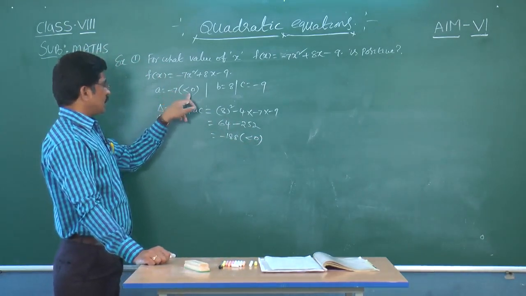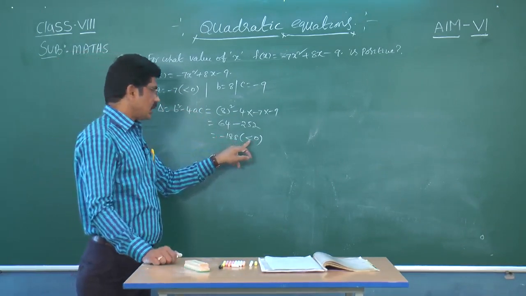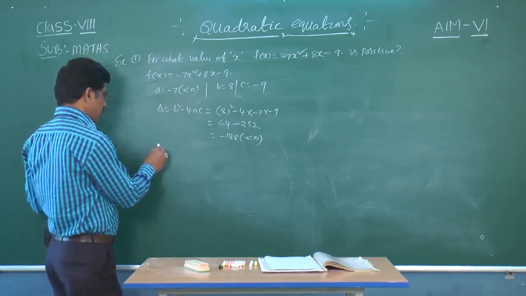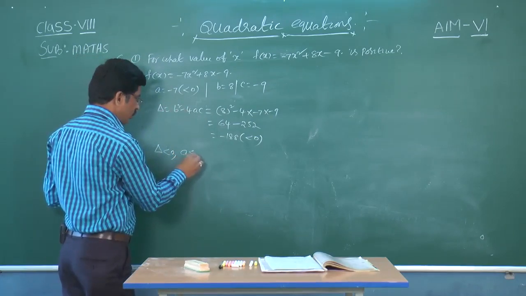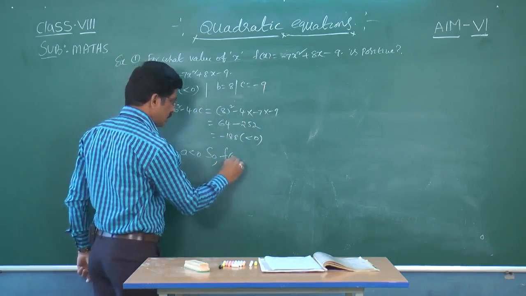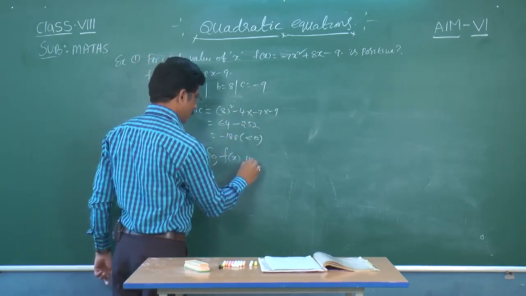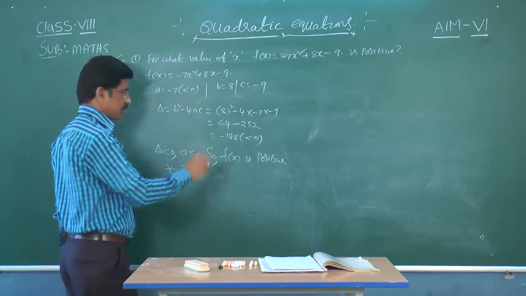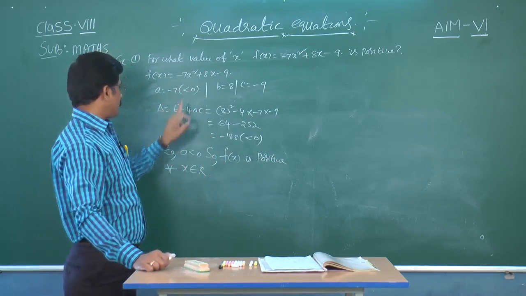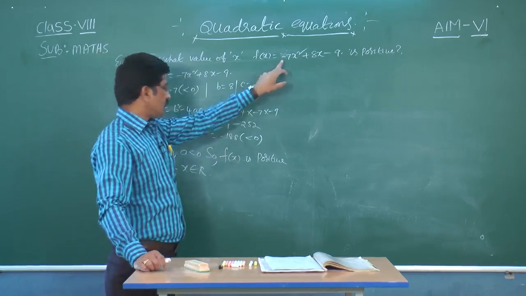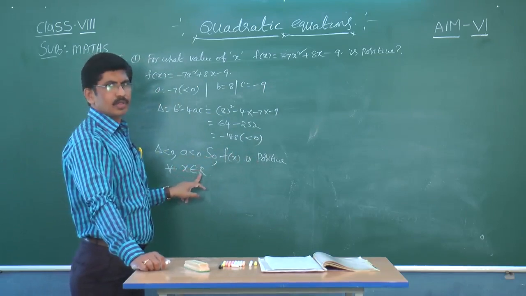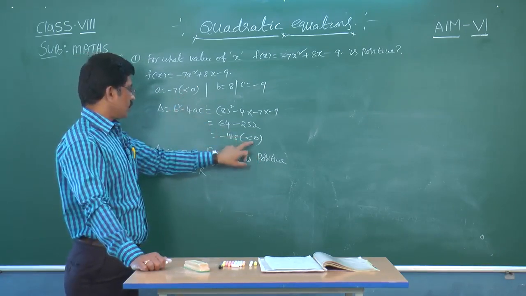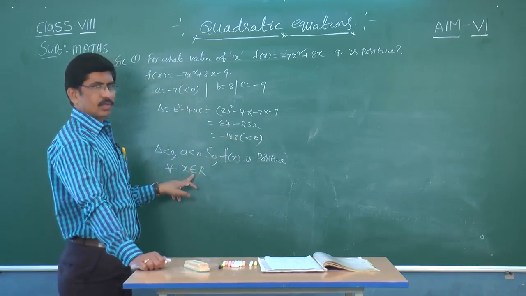See here, a is less than 0 and the discriminant is less than 0. When the discriminant is less than 0, the roots are complex. In that case, delta less than 0 and a less than 0, so this expression f of x is positive for all real values of x. When a is less than 0 and delta is less than 0, the expression is positive for all x belonging to real values. So f of x is positive for all x belongs to real values.